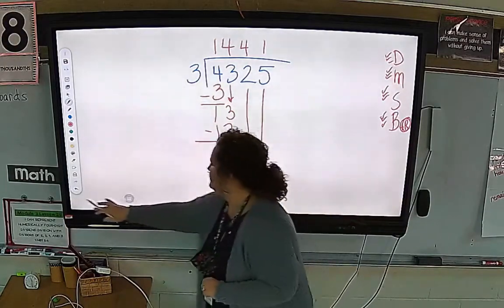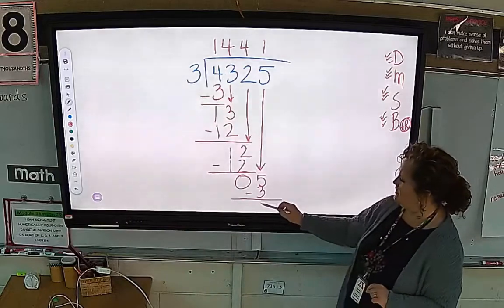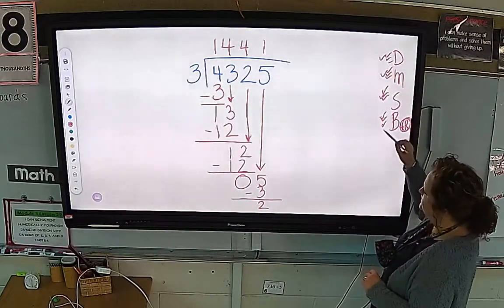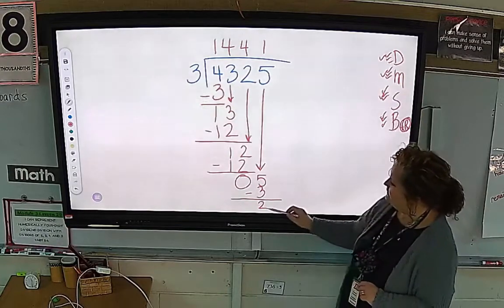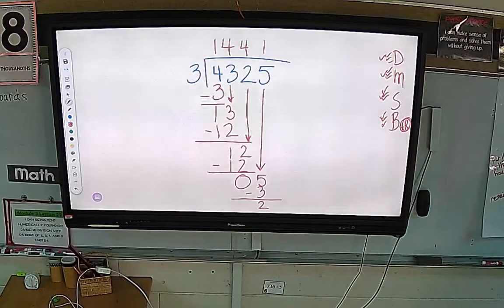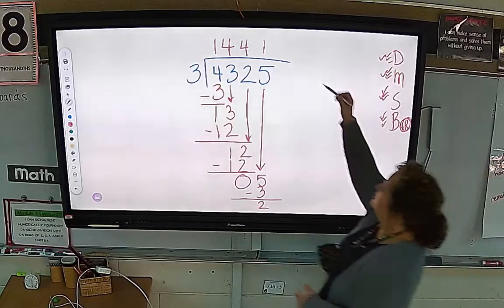Let's move that bubble. Okay. And when we subtract, and again we've done these, we've subtracted. There's nothing to bring down now. We have a 2. Is the 2 big enough to be a group of 3? No. So it becomes our remainder.